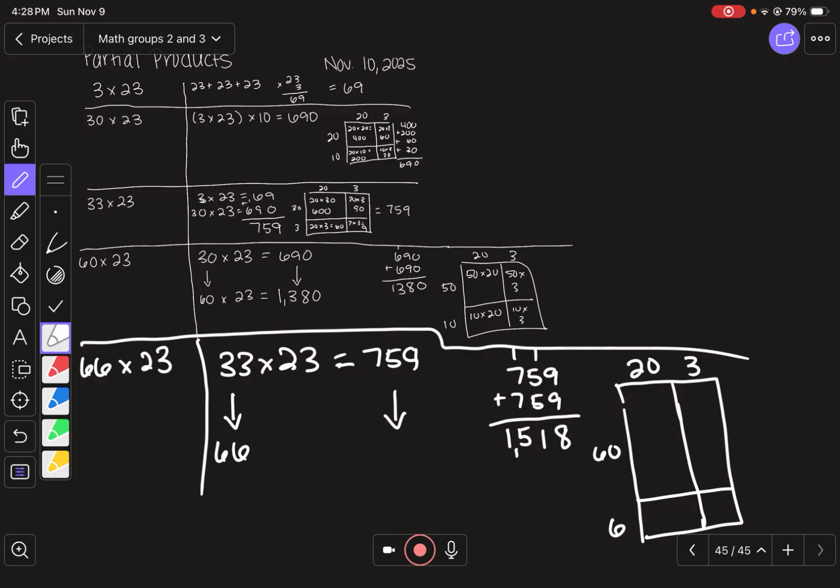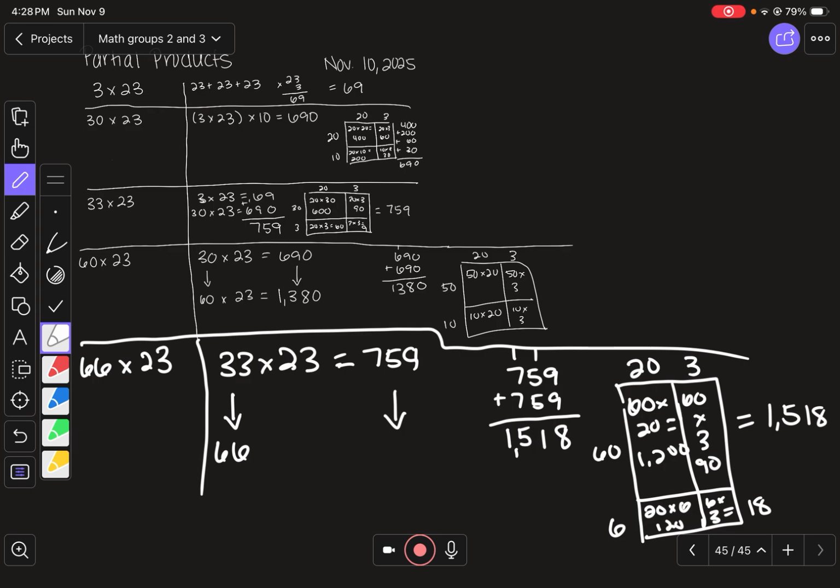So 60 times 20, which would give me 1,200. 60 times 3, which would give me 90. 20 times 6, which would give me 120. And then 6 times 3, which I didn't have enough room, would give me 18. So if you added all of those together, you would get 1,518.